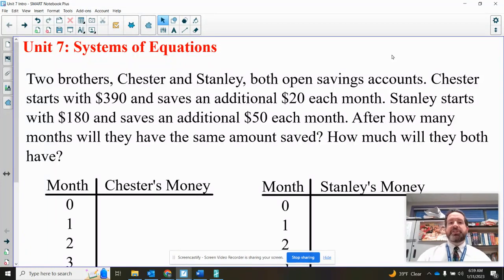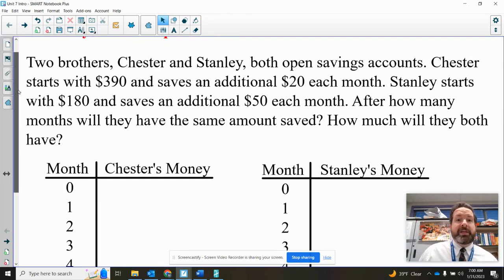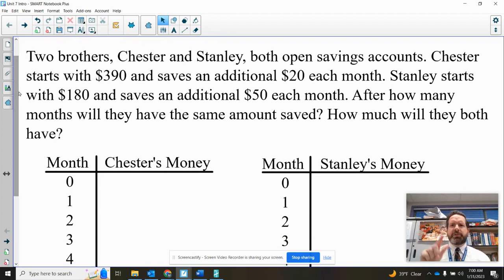Let's motivate this unit by taking a look at a classic question. This comes up in a lot of different applications. We have two different entities, in this case, two people, two brothers, who are on different paths, and we want to find out when those paths are going to meet. So take a moment and read the question. Pause if you need.